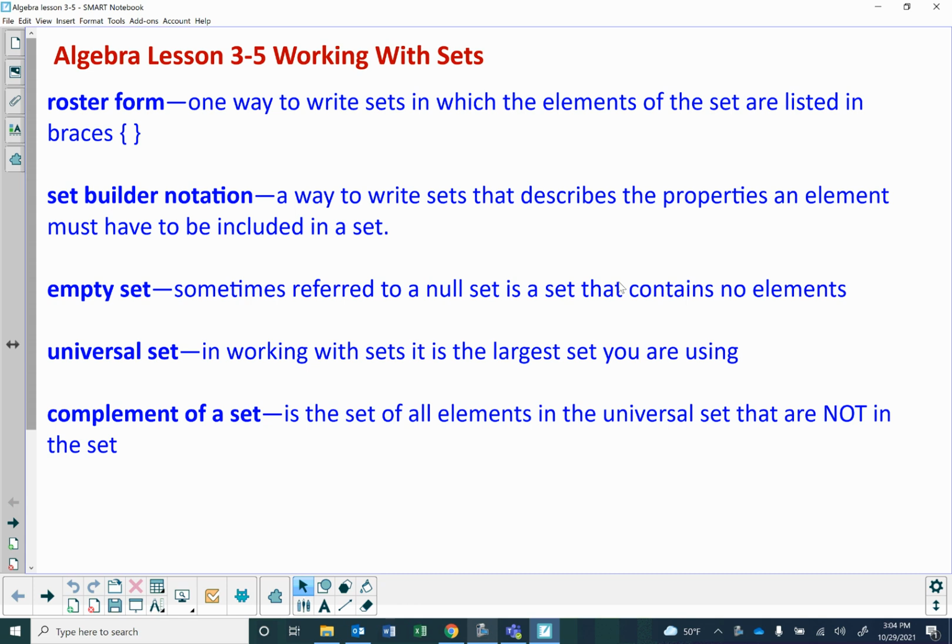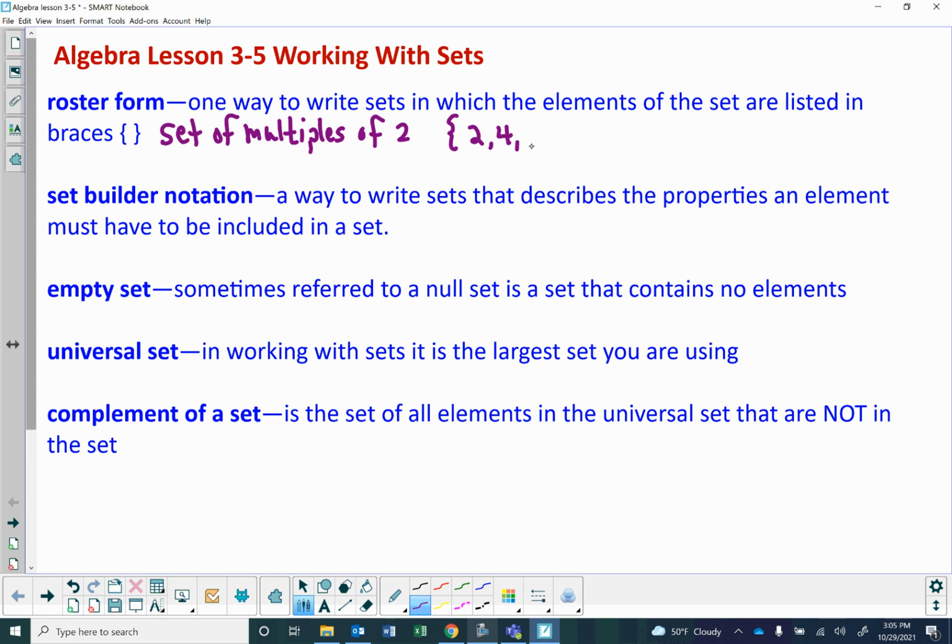Roster form is one way to write sets in which the elements of the set are listed in braces. For example, if I say the set of the multiples of 2, we would put that in roster form by just having a bracket, and then you would write 2, 4, 6, and then you'd have your ellipses points.